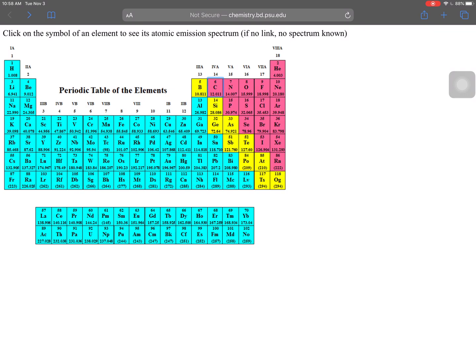So this corresponds to a certain color. Every element, when excited, creates a different color. So what we can do, and I'm going to show you a video, is certain elements you can put in a flame, and that flame will turn a color that corresponds to its pattern of lines. So that's carbon. Let's look at lithium.